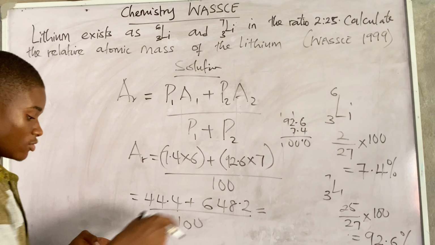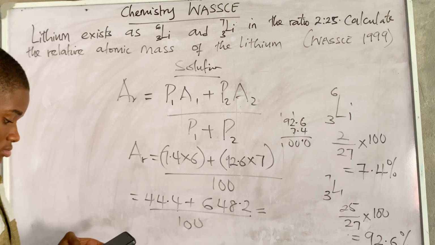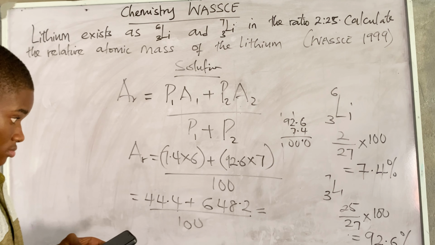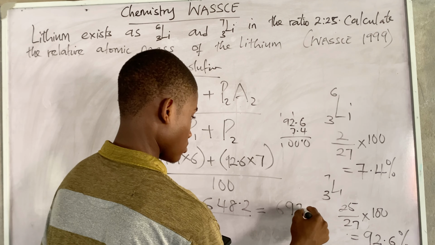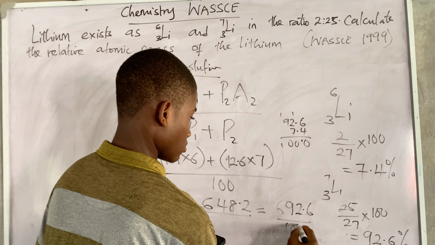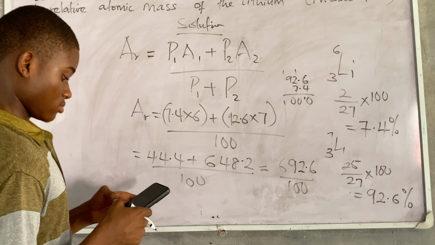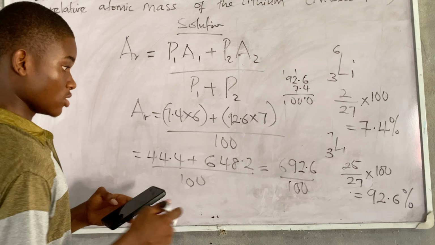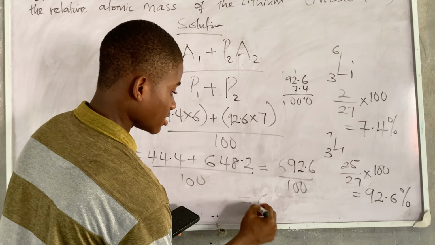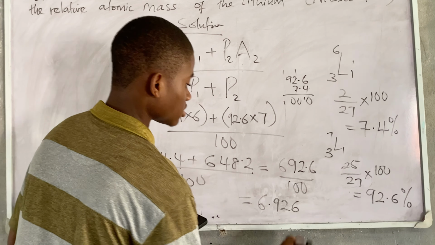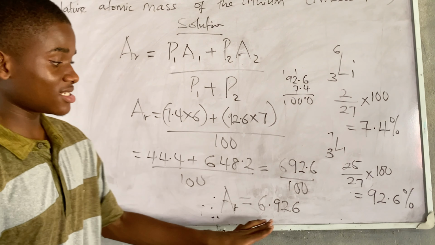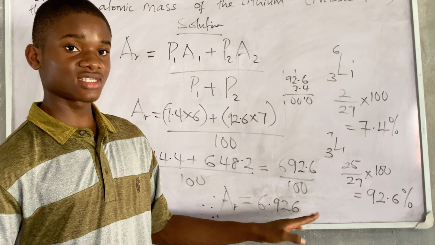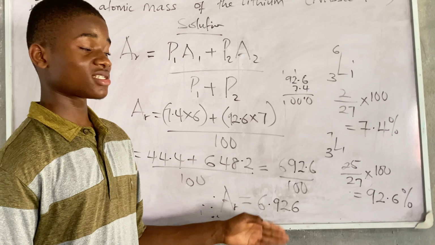Now let's add the numerator. So the final answer is 6.926. So the relative atomic mass is 6.926. But approximately, we can just say it is what?